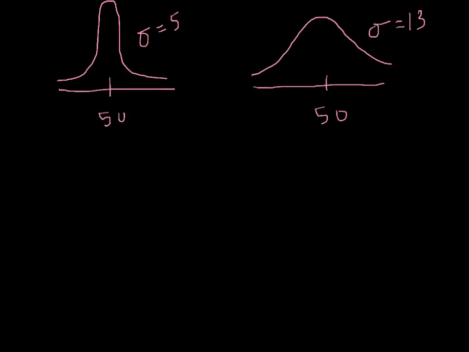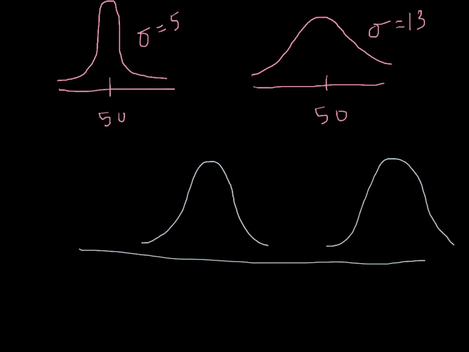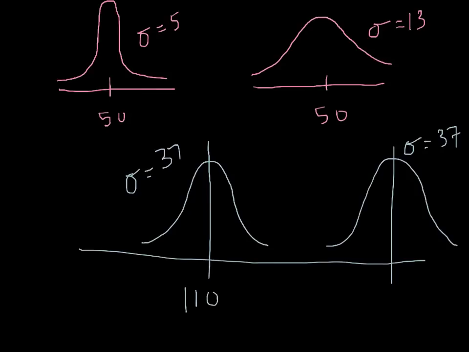Alright? On the other hand, we could have a situation where we had the same variability and different means. Alright, so let me draw one giant x-axis to describe this situation. Alright, here's our x-axis. Suppose we have one curve that looks like this and one curve that looks like this. Alright, and let's assume that we have different means here, same standard deviation. So maybe our variability is 37 for each of these. But the means are, maybe this is 110 and this is 403. Same variability, different mean.